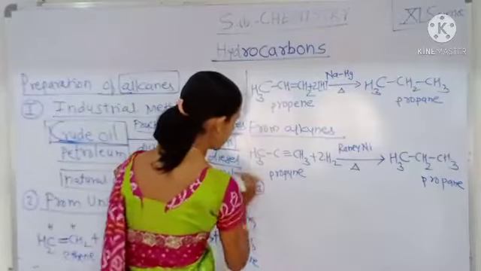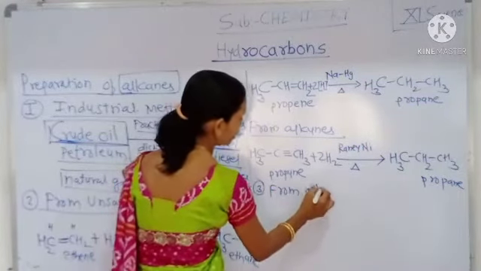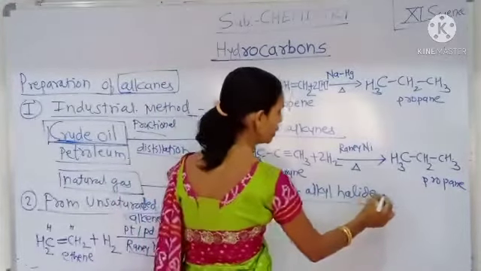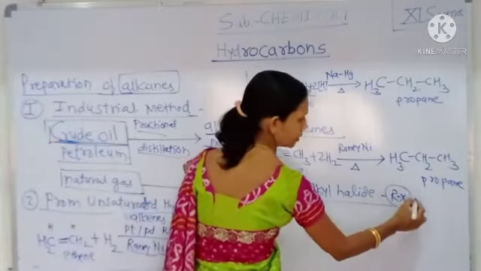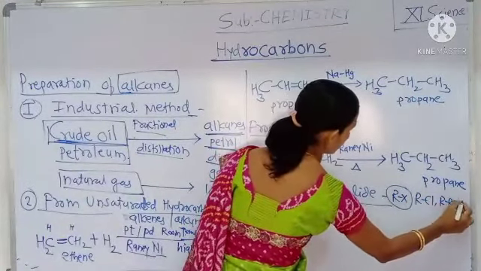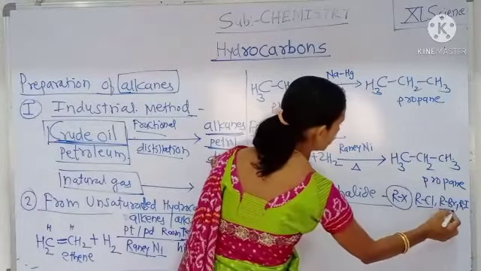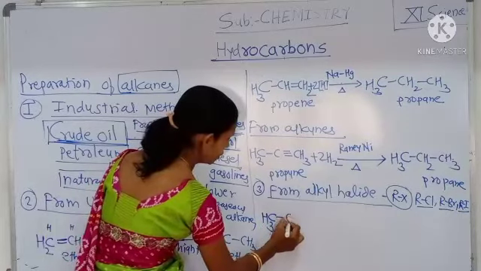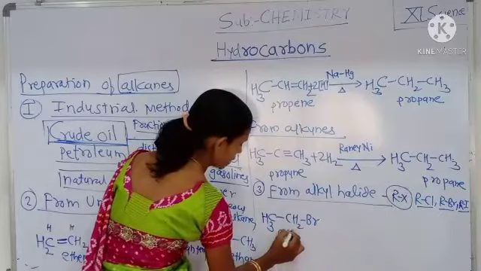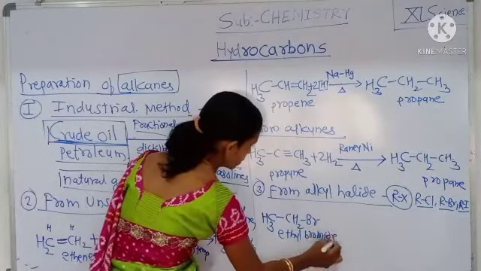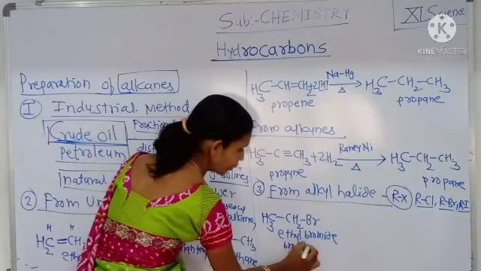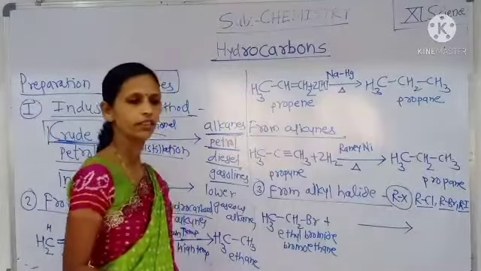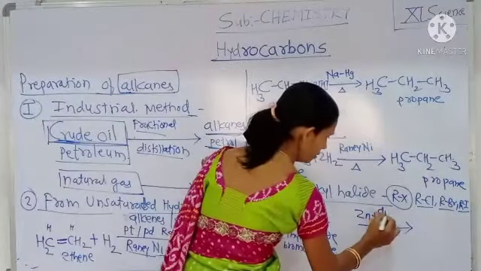Then the third preparation method is from alkyl halide. All of you studied the different types of organic compounds. Alkyl halide, that is RX. Here RCl, RBr, and RI, that means alkyl chloride, alkyl bromide, and alkyl iodides are there. Then alkyl halide, that is CH3CH2Br, ethyl bromide. The IUPAC name of ethyl bromide is bromoethane, which undergoes reduction using the reducing agent zinc and dilute HCl.